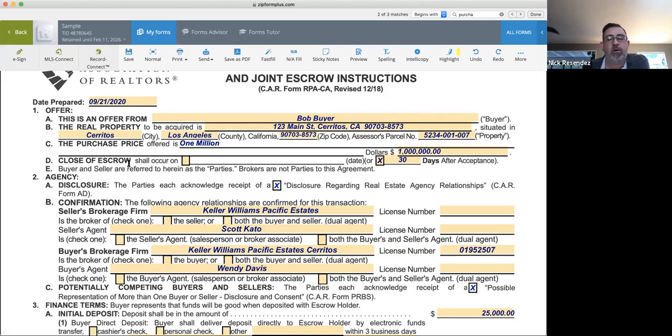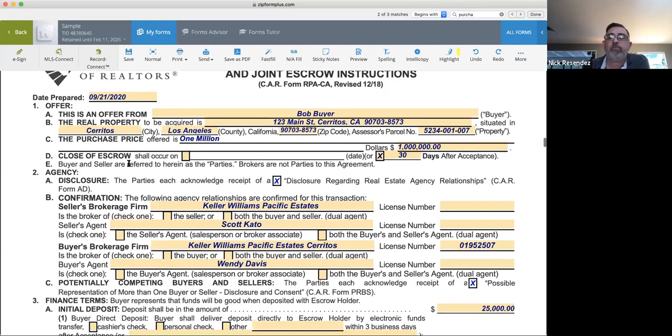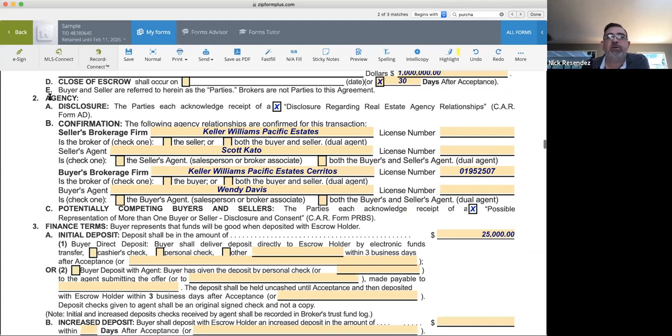D, close of escrow. How long is the escrow gonna be? Well, and how do you figure that out even, right? Well, there's a few ways. One is you ask the lender, how long do you need to close escrow? Two, you ask your buyer, do you have any specific needs about how long you need to close escrow? And then three, you ask the listing agent, does the seller have any requirements about closing escrow? And then you take all the answers to that and you figure out what's the most equitable for all parties, okay?